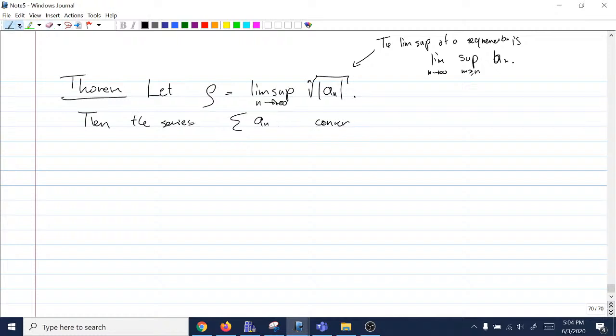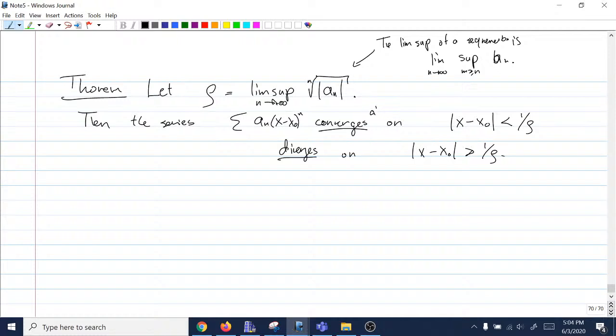I forgot to say centered at a point. On |x - x0| < 1/rho, the series converges; it diverges on |x - x0| > 1/rho. And when it converges, it converges absolutely inside the interval.